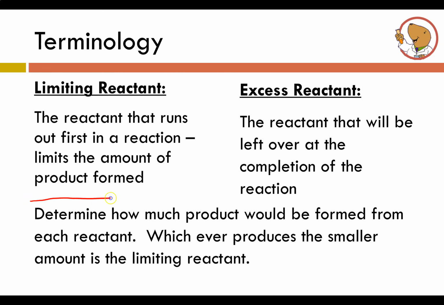In order to figure out which is which, because of course they're not labeled limiting and excess, we really just have to determine how much product could be formed from each reactant. So you have to go through the calculation that we did in the previous lesson for both reactants instead of just one. And whichever produces the smaller amount is our limiting reactant.